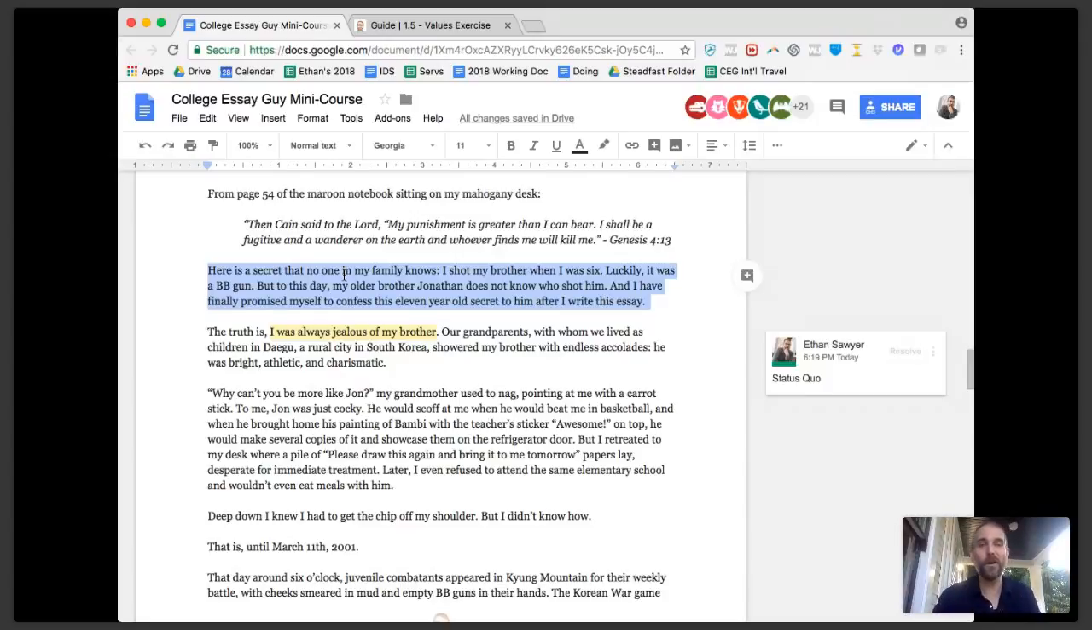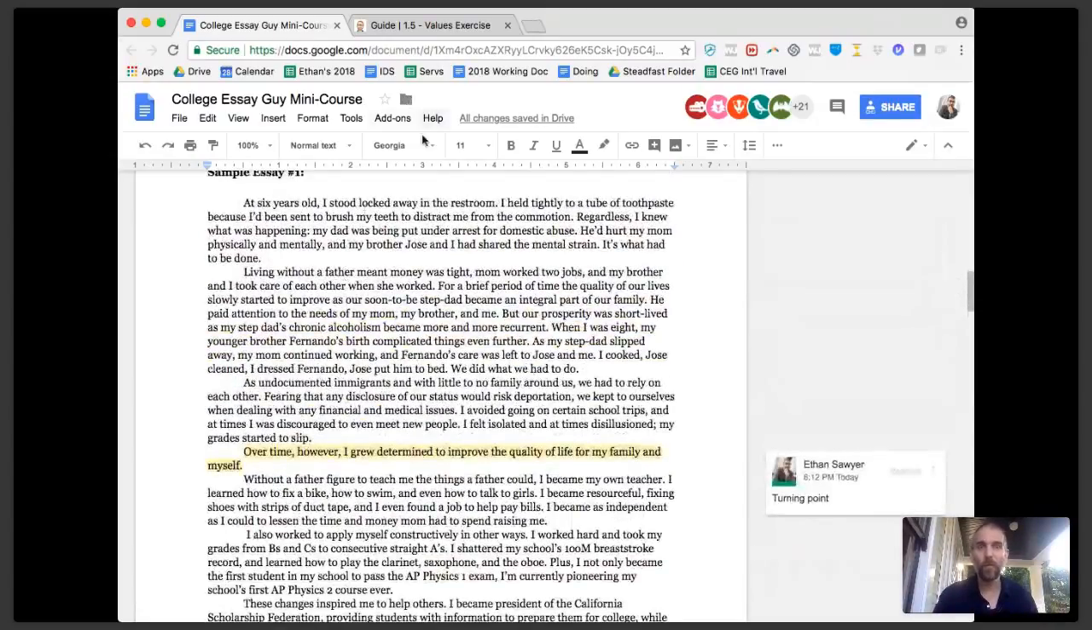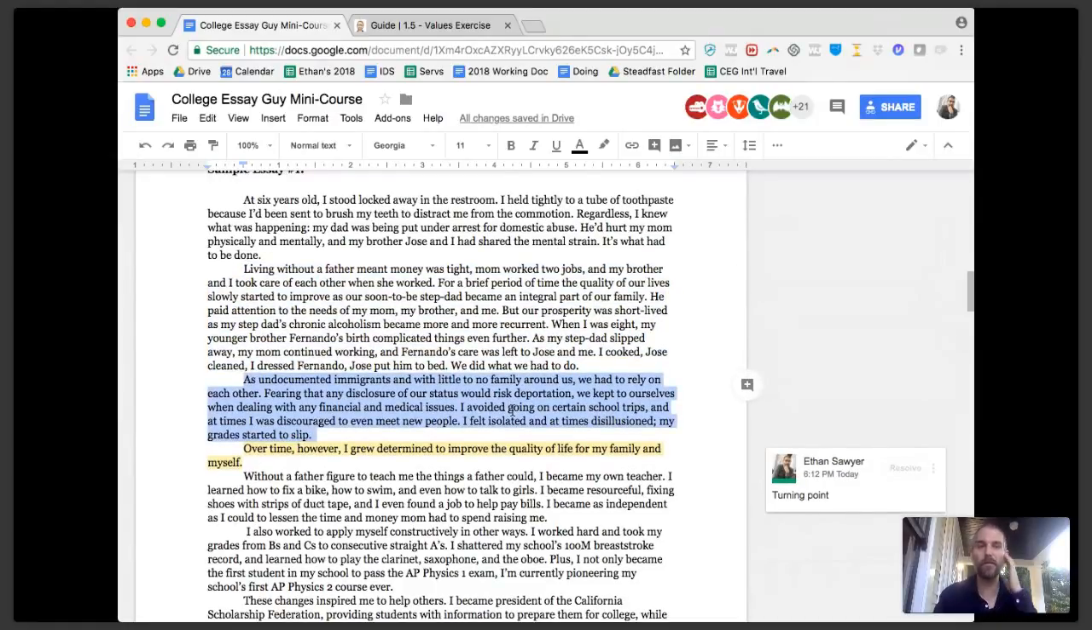In the other essay we saw, that question at the beginning, well, what's going to happen to this guy now that his dad has been put under arrest for domestic abuse? And then it gets harder and harder. How is he going to get out of this situation? That's what creates a compelling narrative essay.